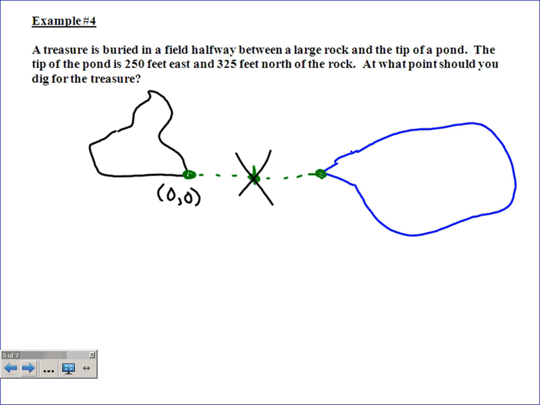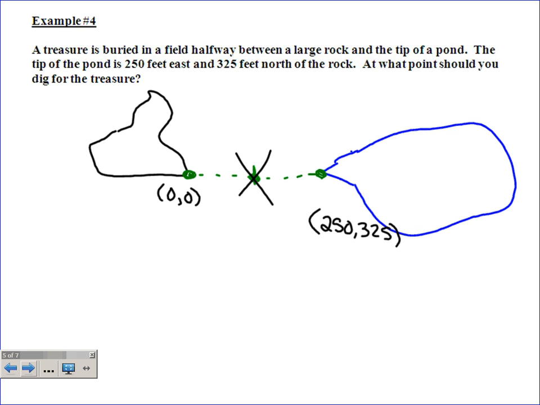Okay, never mind. Sorry. And then the pond is 250 east, so that's going to be that way. So we're going to say that's going to be 250, like so. And then let's see, north is positive, so we'll say 325, like so. Does that make sense? Is that okay? Maybe I should have read the entire problem before I started to just jump in there and draw pictures. But if you can assign some points to this, I think that's okay.